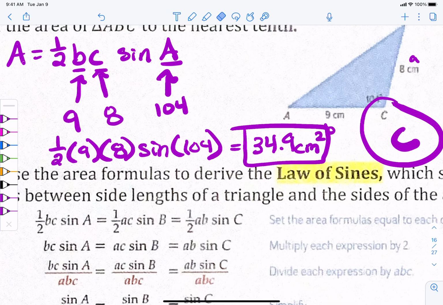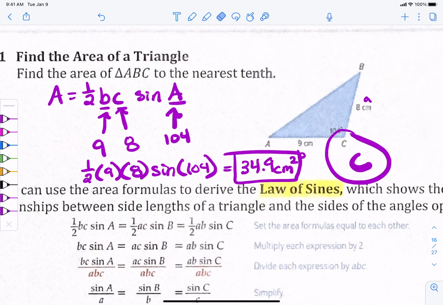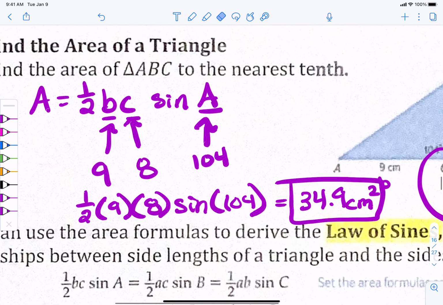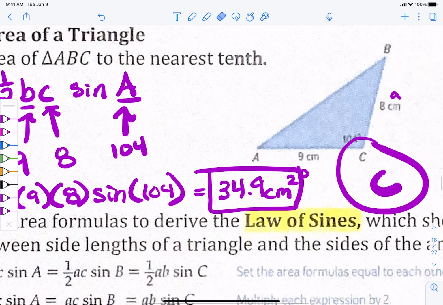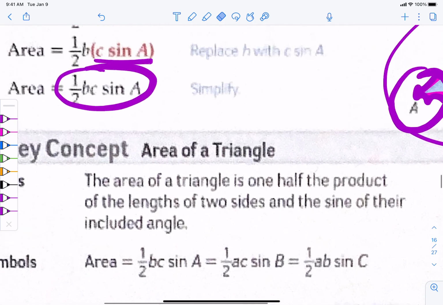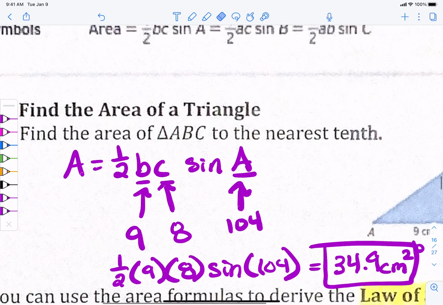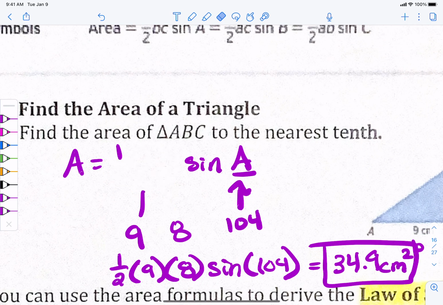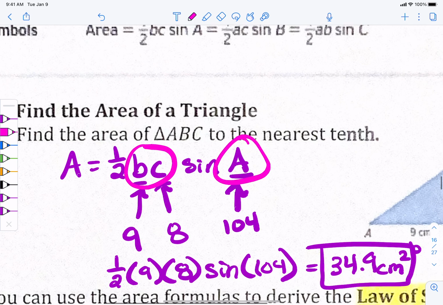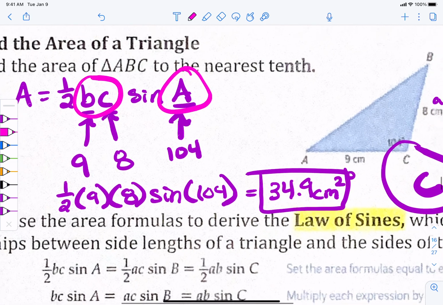Good? Can you go back to why you put the numbers with B, C? Up here they're called BC, or in the formula it was one half BC sine of A, right? So these two are two of your sides. Basically, it's just saying B and C are two of your sides, and A is the angle that's not opposite those two sides.